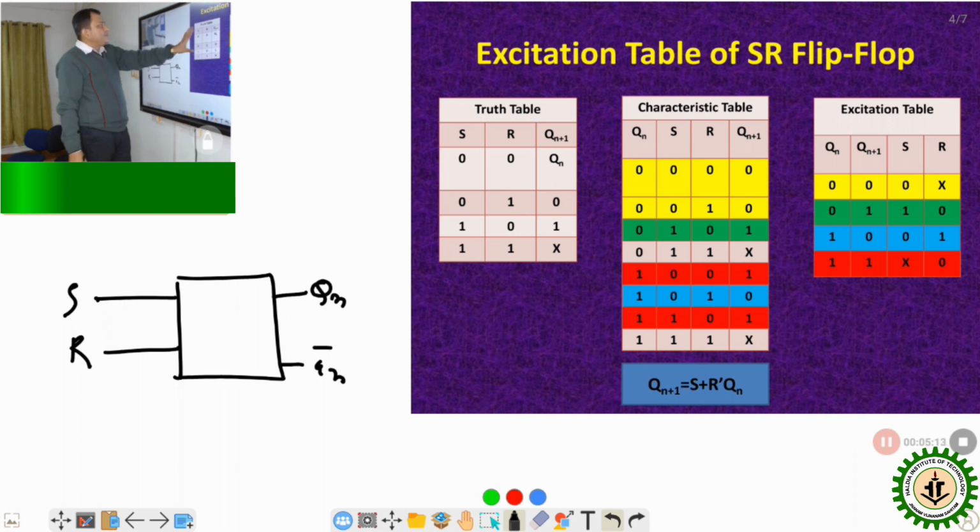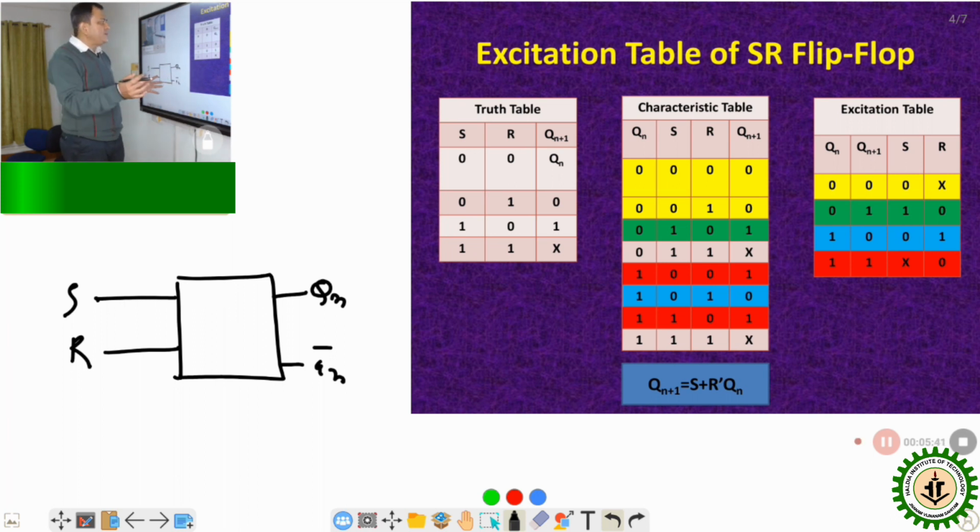Now this is the truth table of an SR flip-flop. If S and R are excited with 0 and 0, the next state or next output, that is Qn+1, will be equal to Qn. That means there is no change. No change means if it was storing 1, the next state will be 1. If it was storing 0, the next state will also be 0.